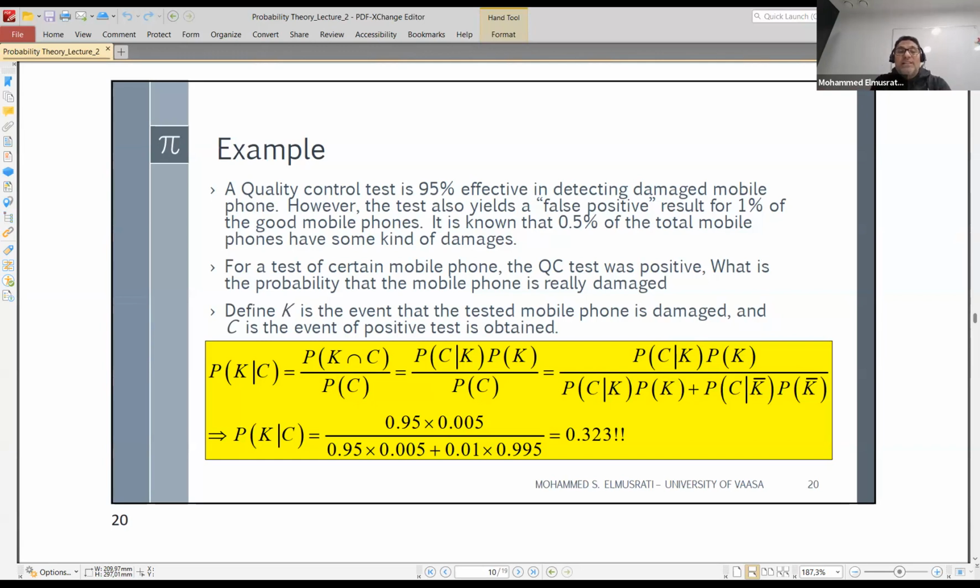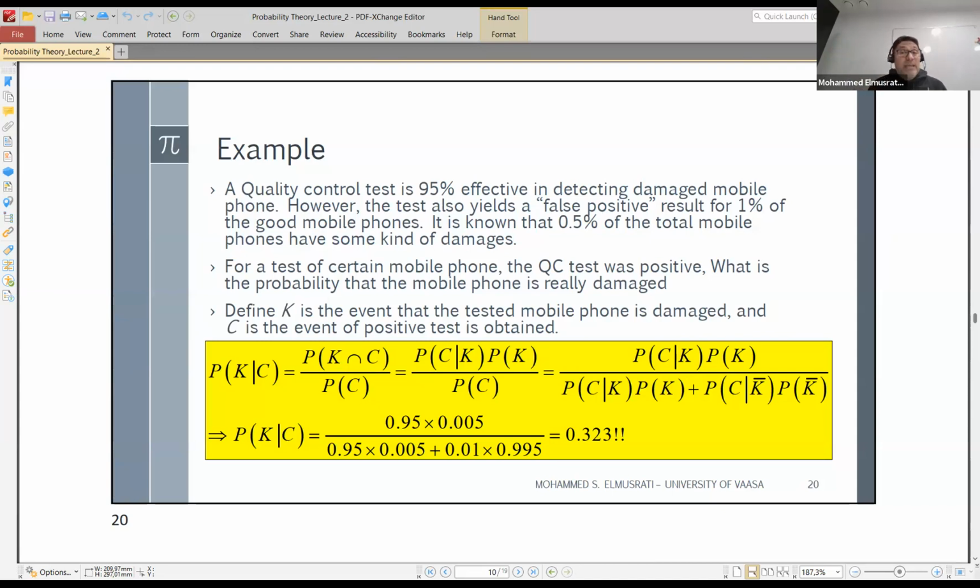Now, for a test of a certain mobile phone, the quality control test was positive. So there is one mobile now, and it alarmed that this mobile has damage. What is the probability that this mobile is really damaged? What is the probability that this mobile really has some kind of damage?